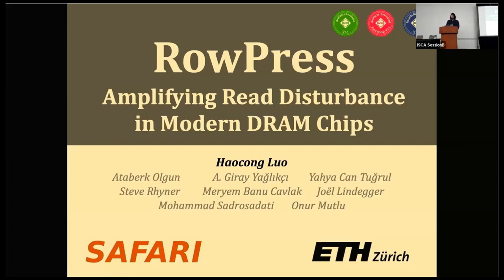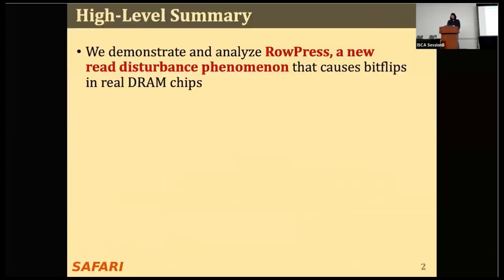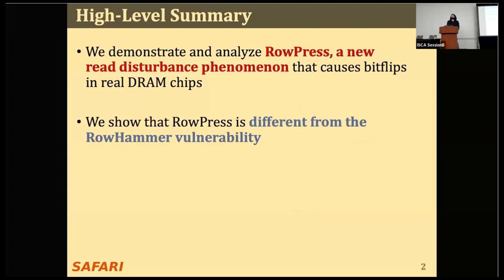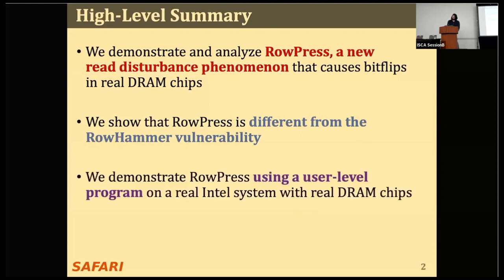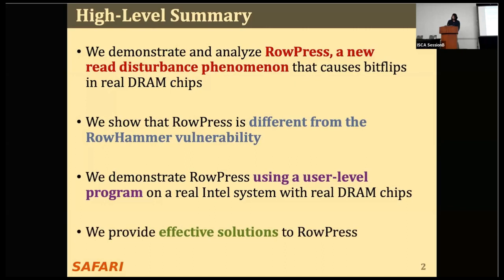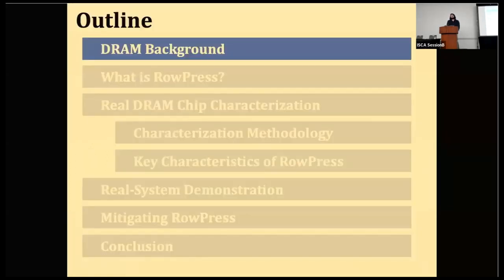Hello, everyone. I'm Haocong. I will be presenting our work, RowPress: Amplifying Read Disturbance in Modern DRAM Chips. In this work, we demonstrate and analyze RowPress, a new read disturbance phenomenon that causes bit flips in real DRAM chips. We show that RowPress is different from RowHammer, demonstrate it in a real system with a user-level program, and provide effective solutions. Here's the outline of my talk, and I will start with some background on DRAM.